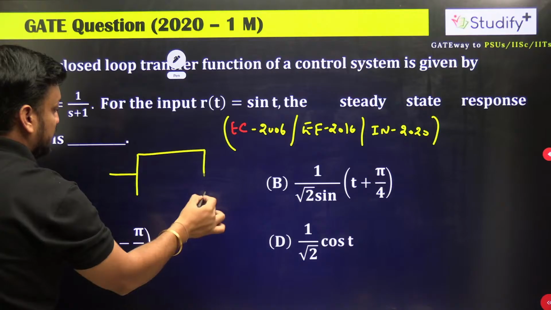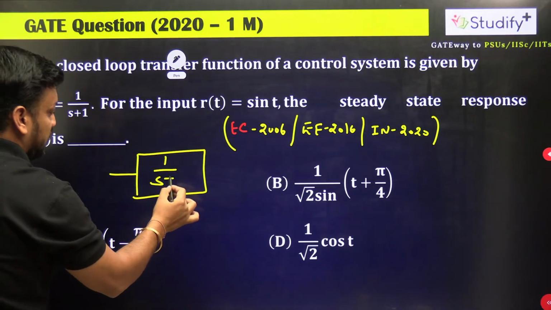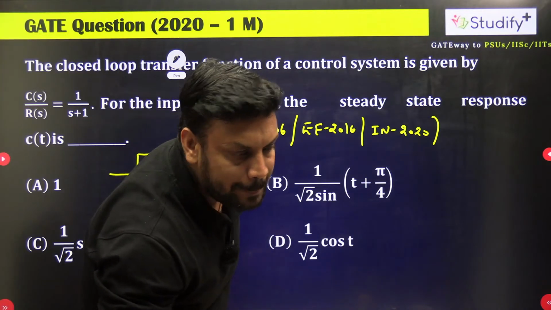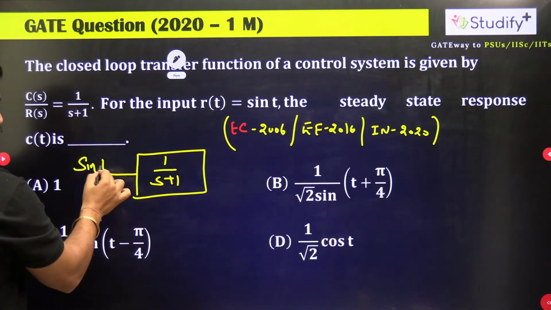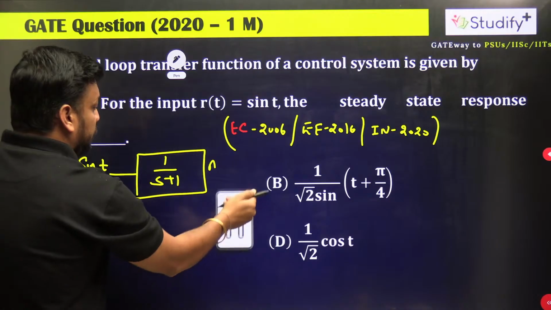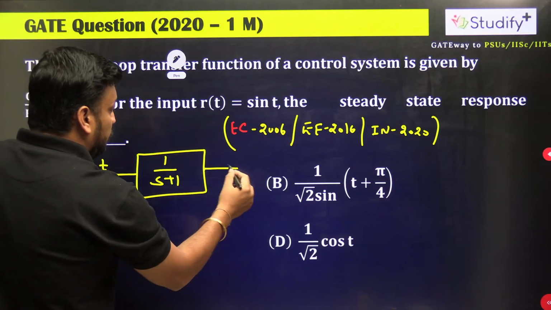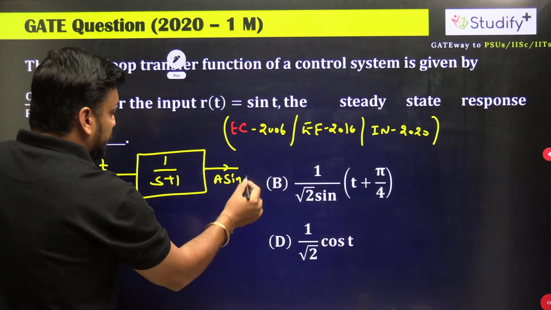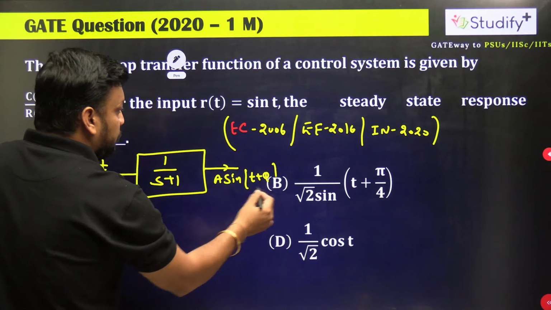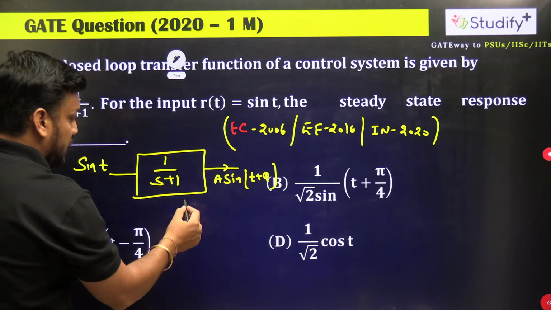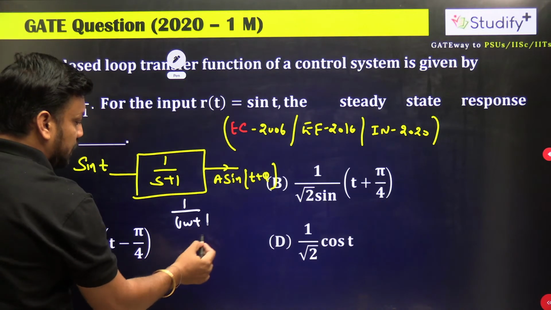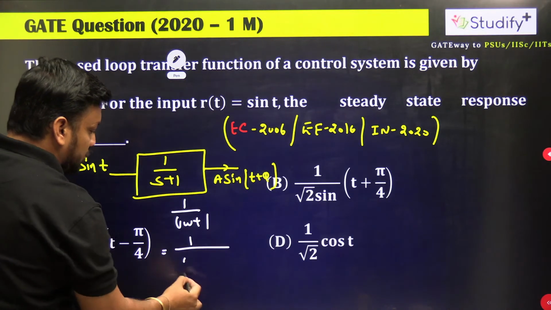The transfer function is still 1 upon s plus 1. I hope audio video is clear. 1 upon s plus 1, and input is sin t. So output should be A sin of t plus phi. What is A? The magnitude. Transfer function is 1 upon j omega plus 1, so the magnitude is nothing but under root of.